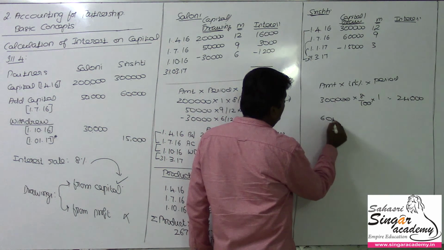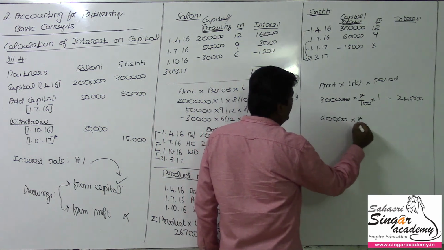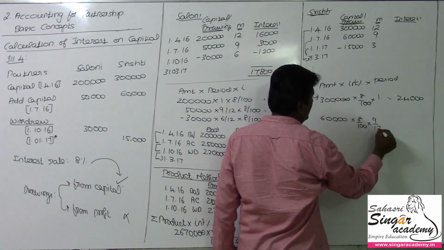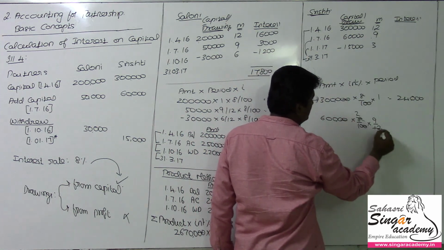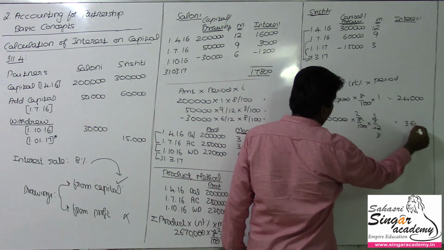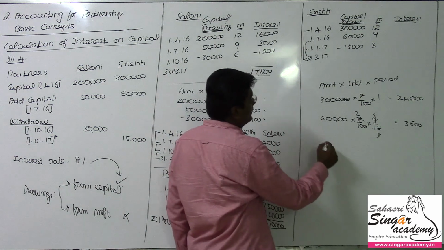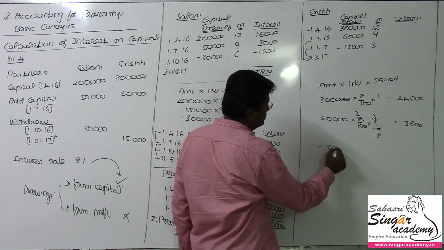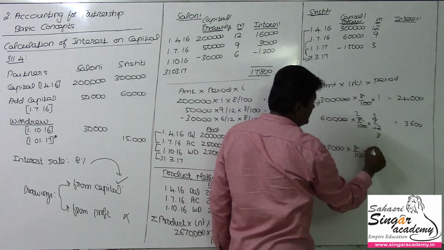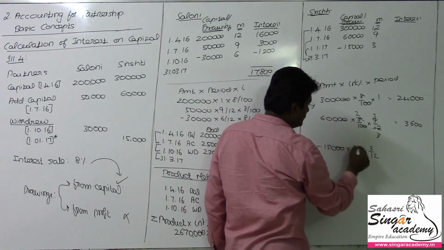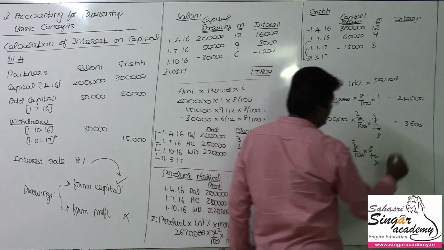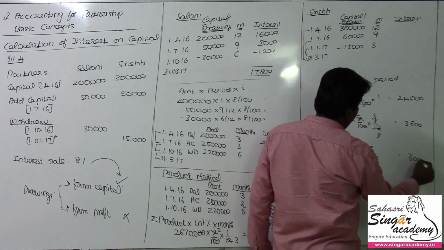Of course, he invested another 60,000 at the rate of 8%. The period applicable for this is 9 months only. So 9/12, right? Okay, 3,600 will be the answer. And then the final case, minus 15,000 into 8%. How many months is it for? So only for 3 months. So 3/12. Okay. So 3,000 negative will be the answer.